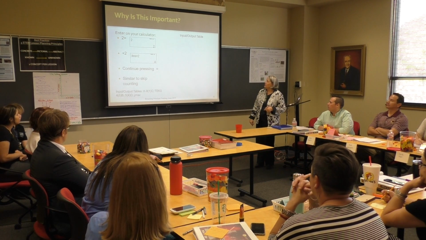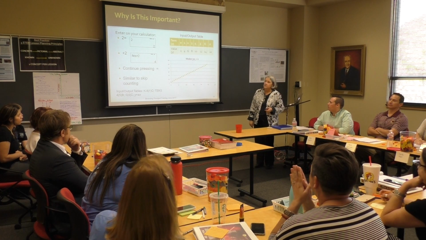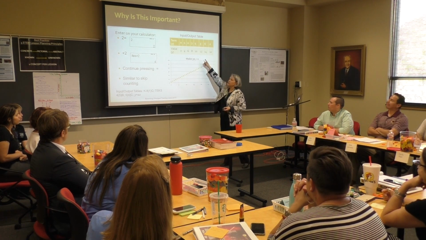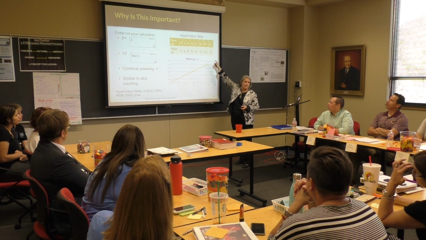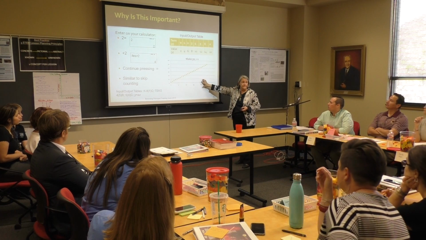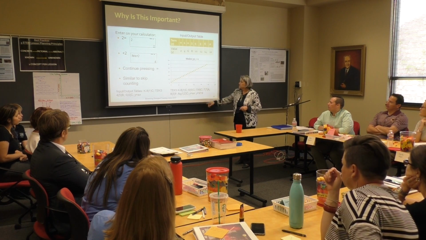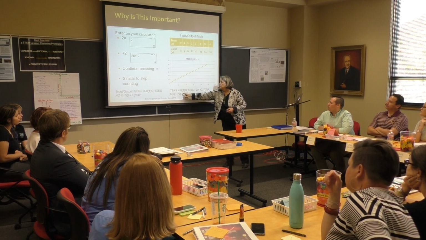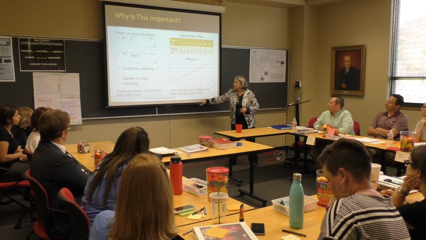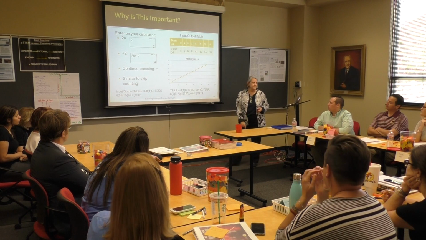Okay, so let me show you why this is important. If they're skip counting by 2, here's the input-output table that they could be making after they do their hundreds chart, and there's the graph. So what TEKS are these? K through 8, 1C. Grade 6, grade 7, grade 8, Algebra 1.